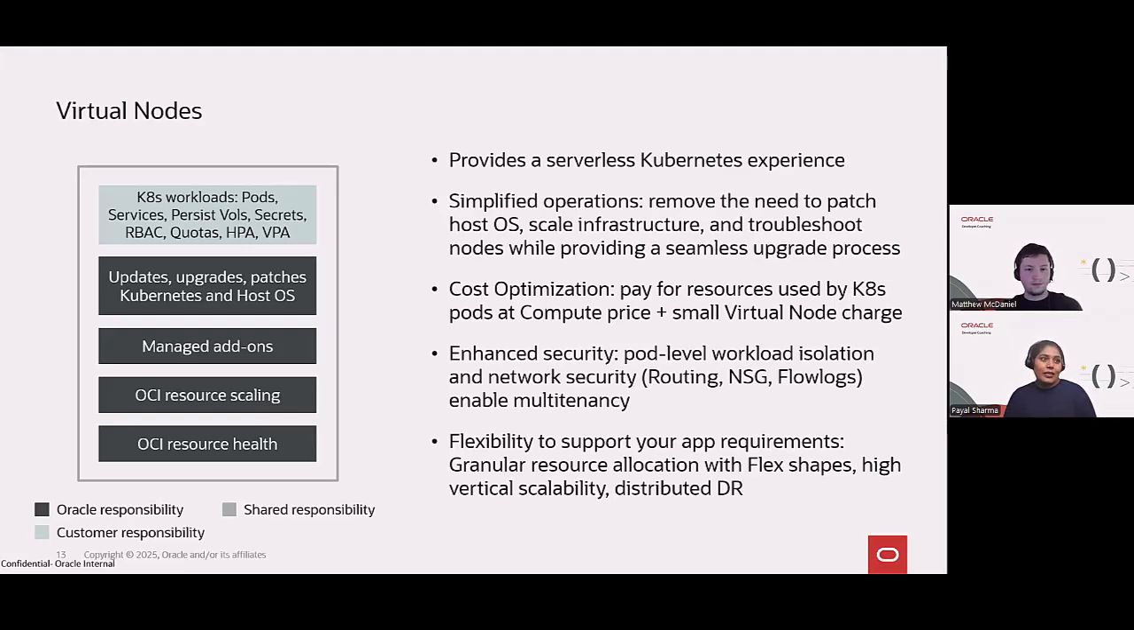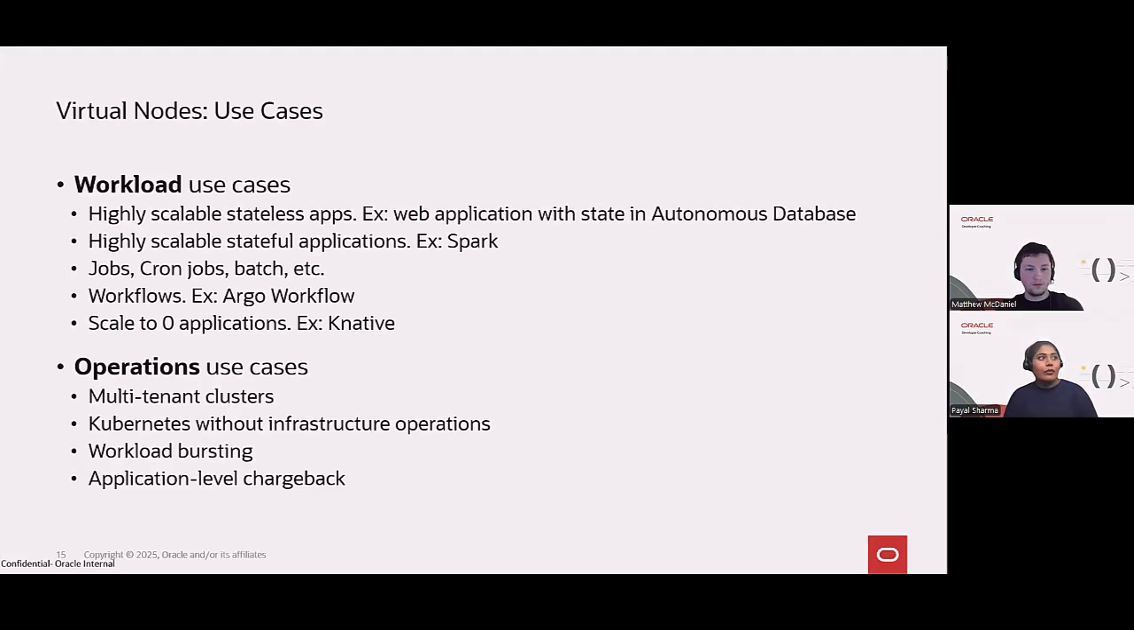networking controls. Virtual nodes are best for stateless apps with sudden spikes in traffic, for example, stateful batch workflows with Spark jobs, multi-tenant clusters, etc. They are flexible, secure, and let you focus purely on your applications.